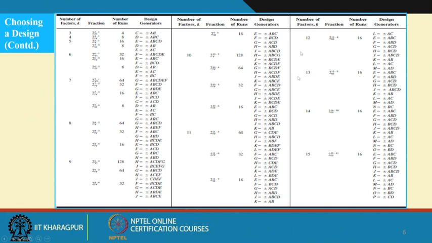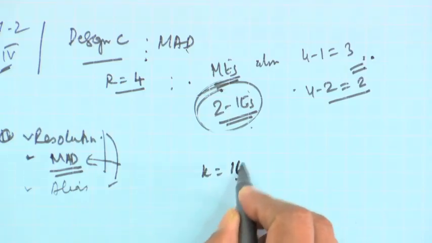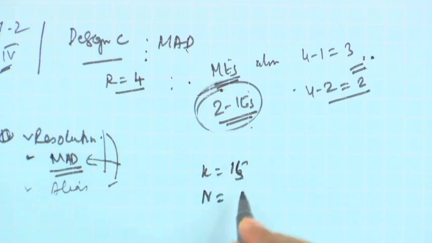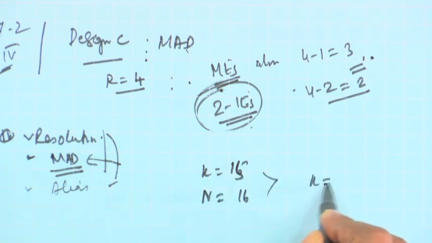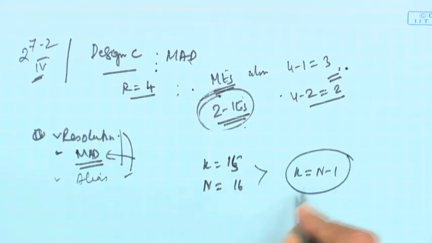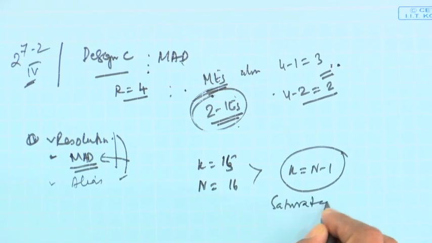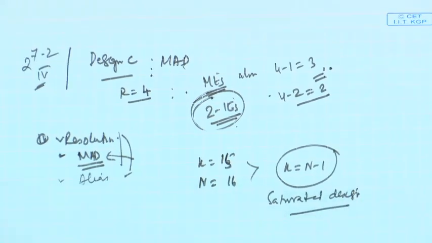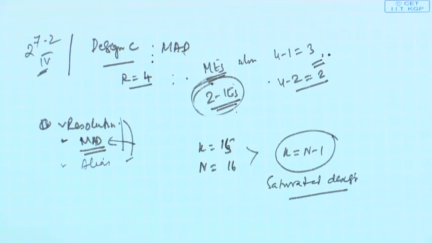If you consider 2 to the power 15 minus 11, it is resolution 3 with 16 runs. So 15 factors with 16 runs is possible. So we have k equal to 15 factors and number of runs n equal to 16. That means k equal to n minus 1, and this type of design is known as a saturated design and is very popular in screening experiments.